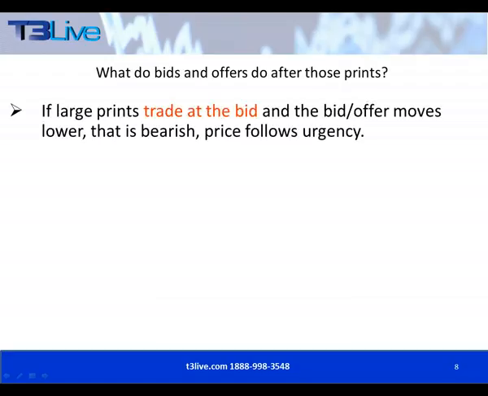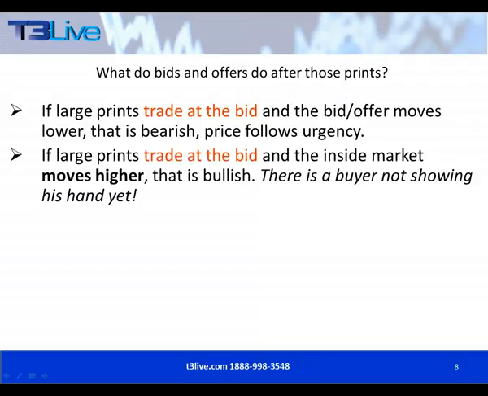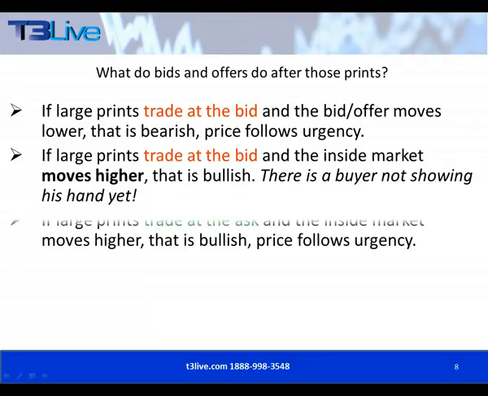All right, so what happens to the advertisements? What happens to the bids and offers after those prints? If a large print trades at the bid, that's active selling, and the bid and offer moves lower, that's bearish. Price is following the urgency from the traders, so the active traders are pushing the price down. If large prints trade at the bid and the inside market moves higher, so there's aggressive selling, but the price still moves higher, there's a buyer who is not aggressively buying yet. He's passively sitting on the bid, taking on the aggressive selling. This is a very advanced slide for you to pay attention to here as well.